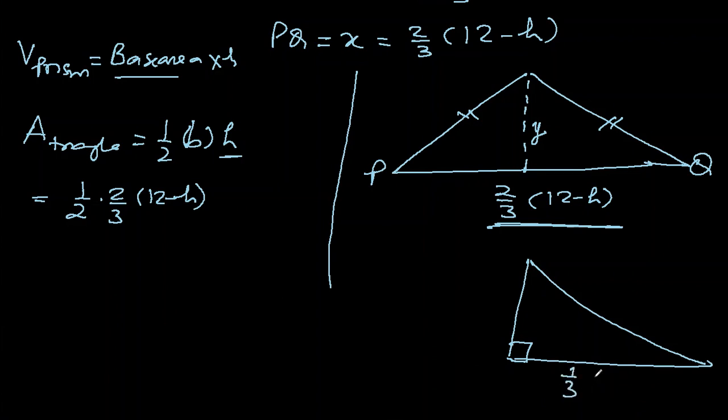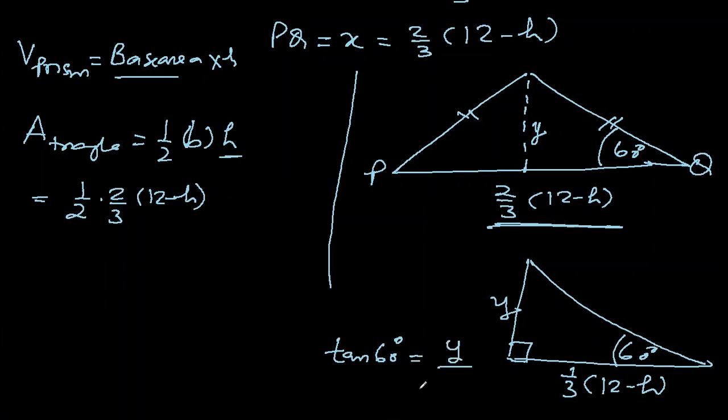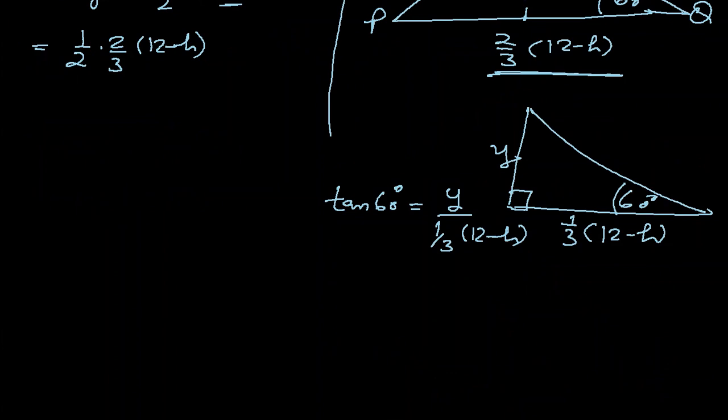So it will be 1/3 of 12 minus h. This is the equilateral triangle. That means this angle is 60 degrees, so I will write 60 degrees here. I want to find y, and y can be found with the tan ratio. Tan 60 will be opposite over adjacent, right? So y will be equal to tan 60, which is square root 3, multiplied by 1/3 of 12 minus h.